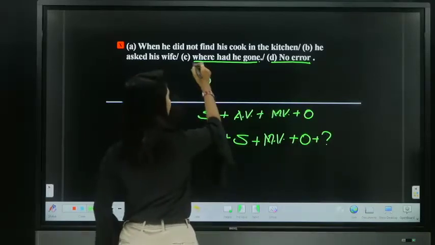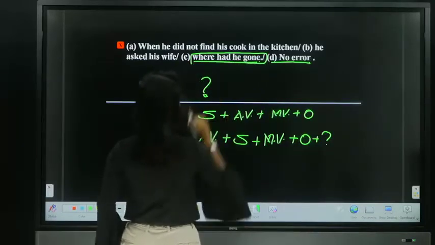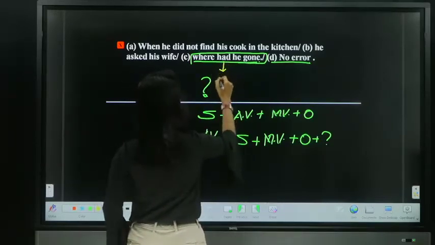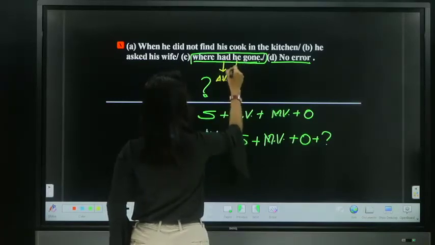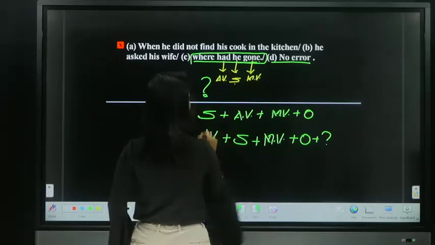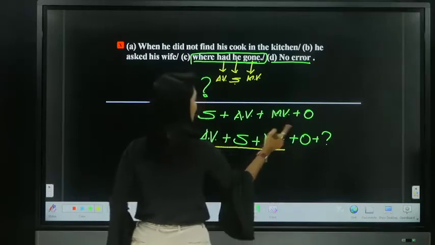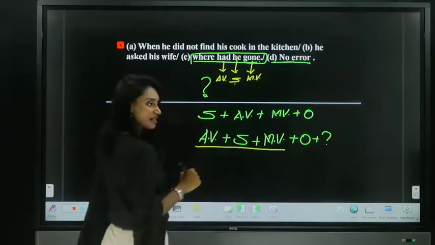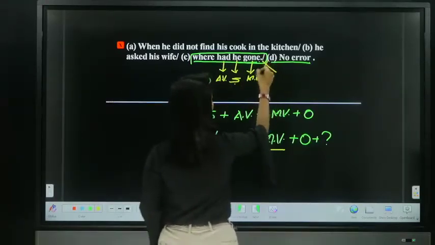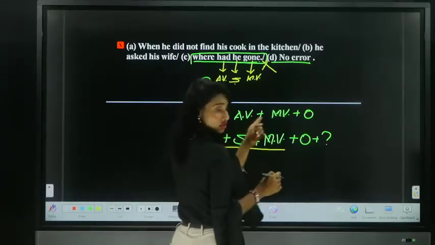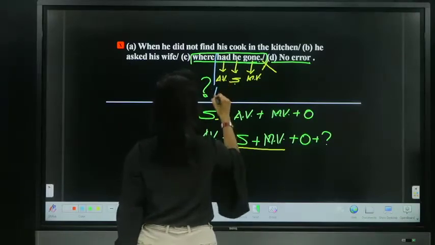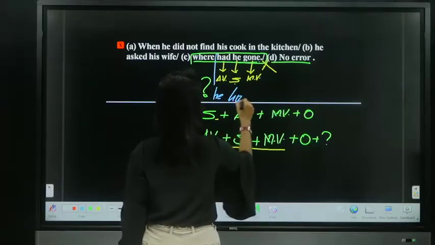Now in the given sentence in option C, where is the question mark? Leave that. Had is the auxiliary, he is the subject, gone is the main verb. So it is in which form? Auxiliary verb plus subject plus main verb. That means it is in question form. But is the sentence a question? No, it's not a question. That means it is an incorrect structure. We require assertive structure here. So the right answer is where he had gone.